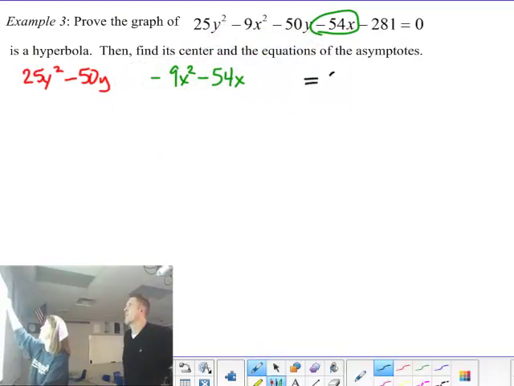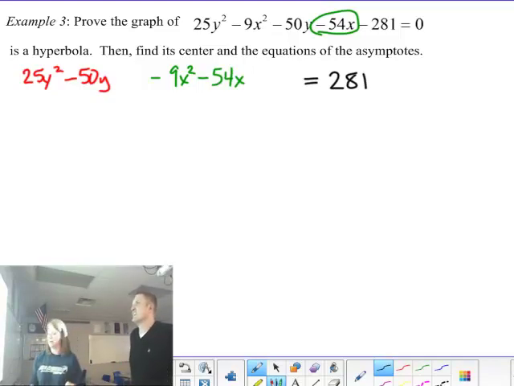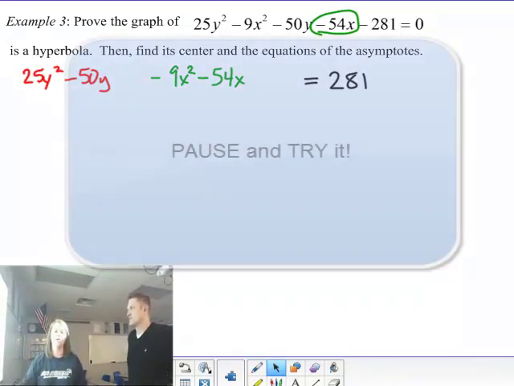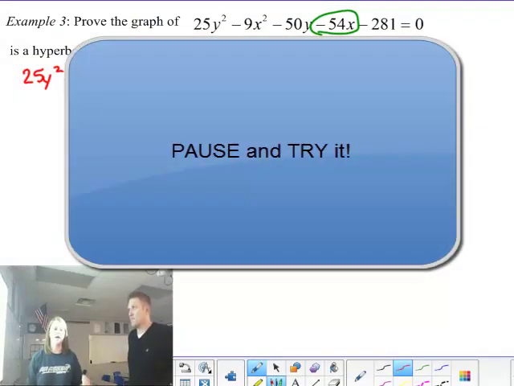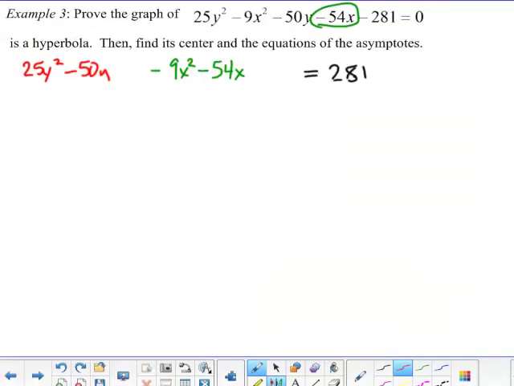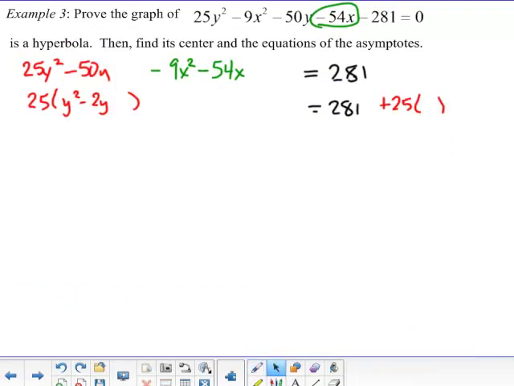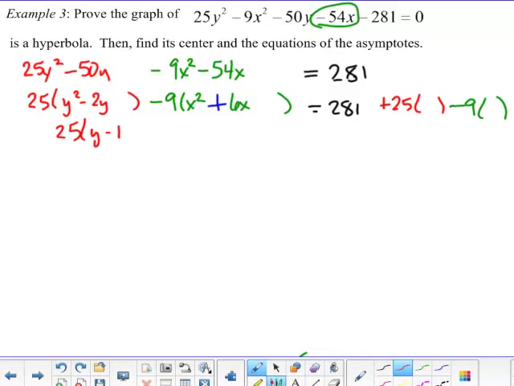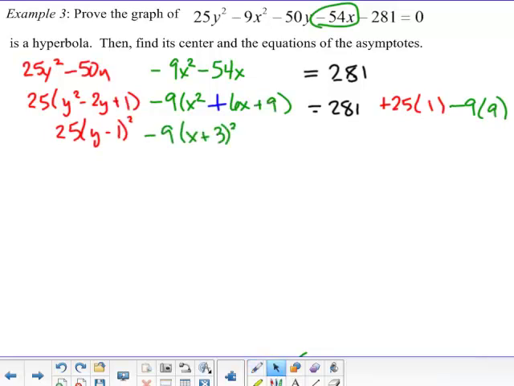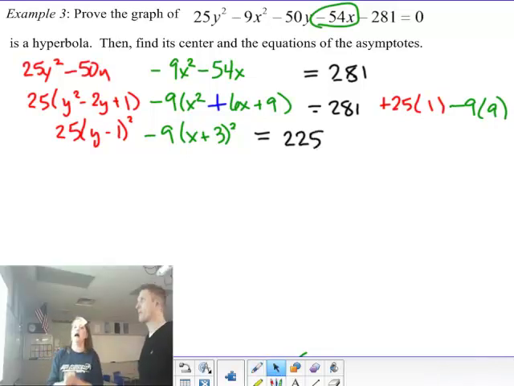Okay, and then we're going to have equals, and I'm going to go ahead and bump that constant over to the other side. If you are not a pro yet at completing the square, please pause the video and try it again. Okay, so we almost have our hyperbola.